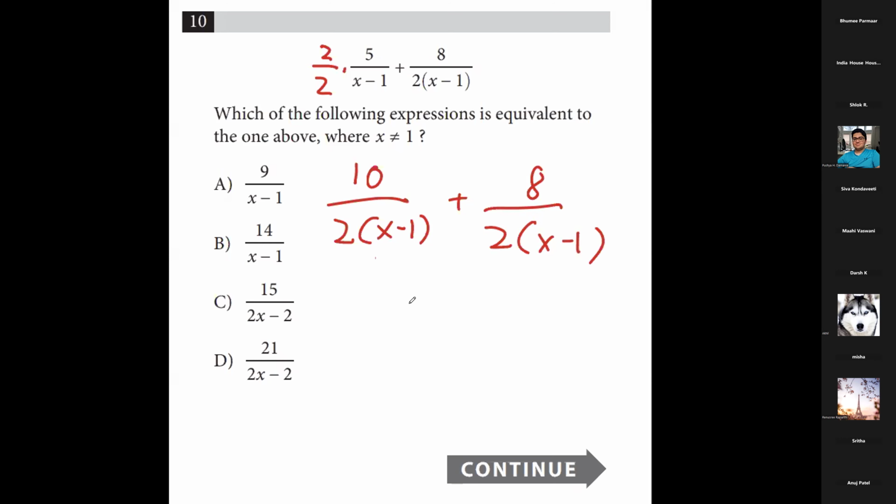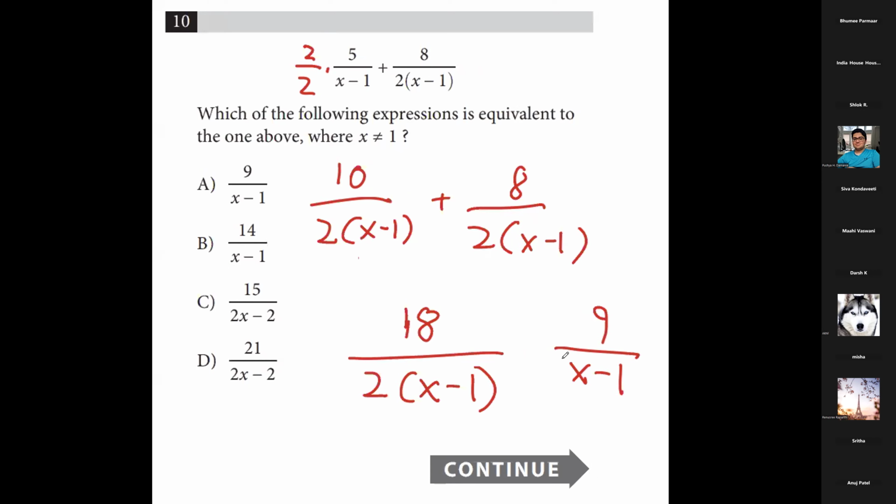We can now add these, so that's 18 over 2x minus 1. Divide 18 by 2, that gets us 9 over x minus 1. This is the correct answer. So that is answer choice A.